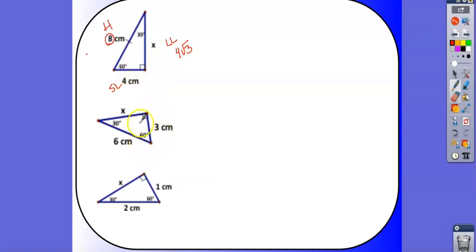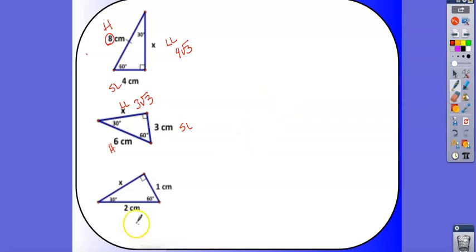Let's try this one down here. Okay, here's my hypotenuse. If I go straight across from 30, there's my short leg, and there is my long leg. I know what my short leg is. My short leg's 3. I multiply times 2, and I got my hypotenuse. My short leg is 3. I multiply times root 3, and there is my long leg.